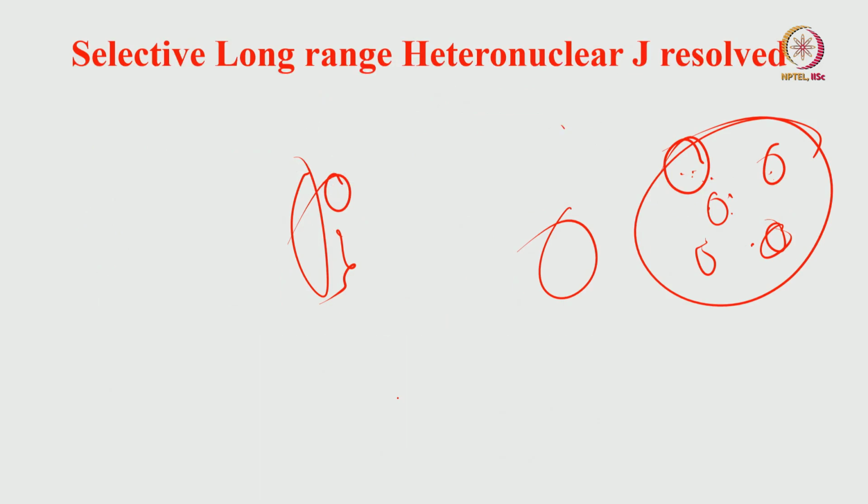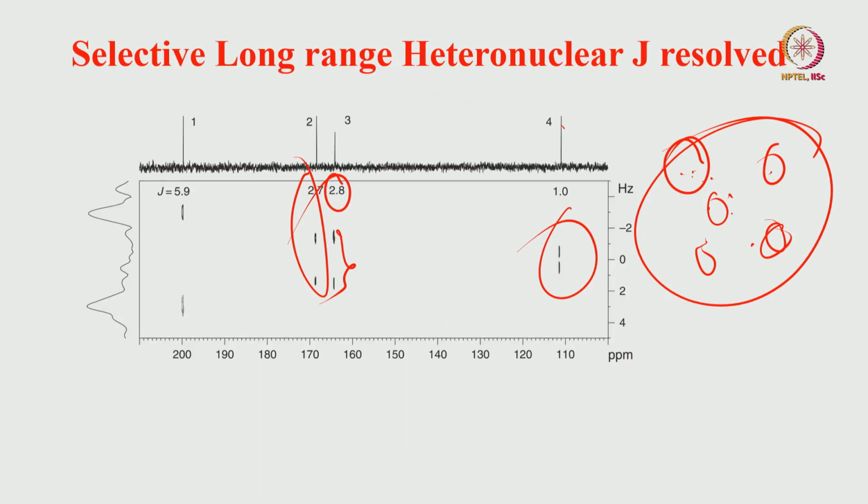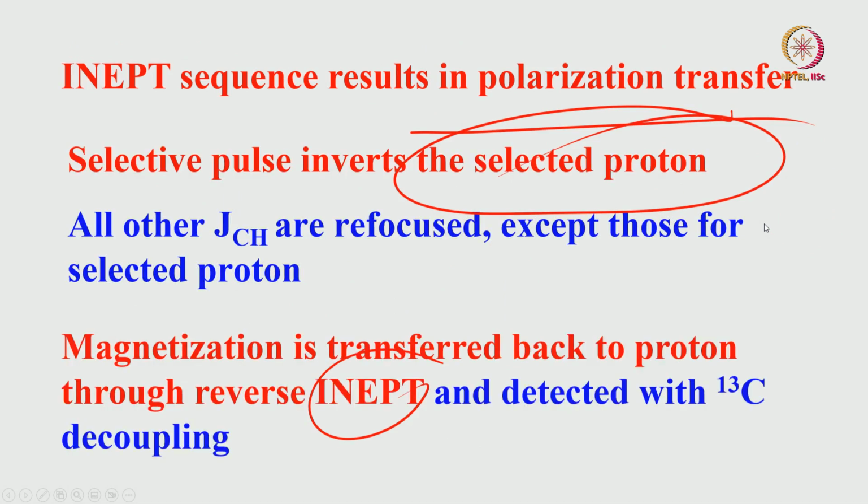See, like in this case, if you see here, we selected this proton coupling to all the carbons. We are inverting this proton, so coupling to remote carbons we see. If you invert another proton, that proton's coupling to other carbons you see. This is what is called the selective experiment we do.